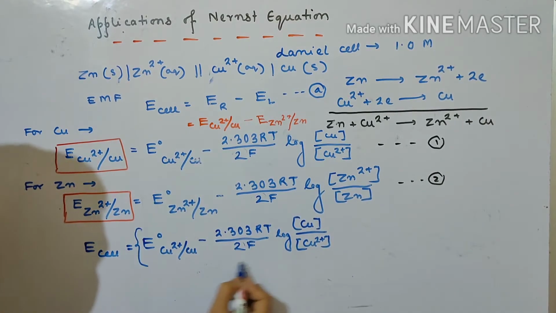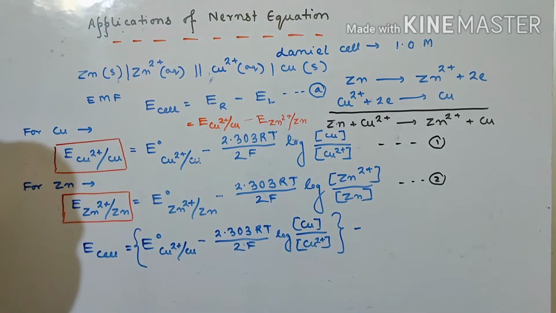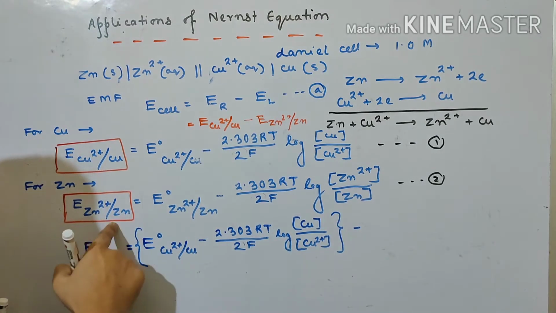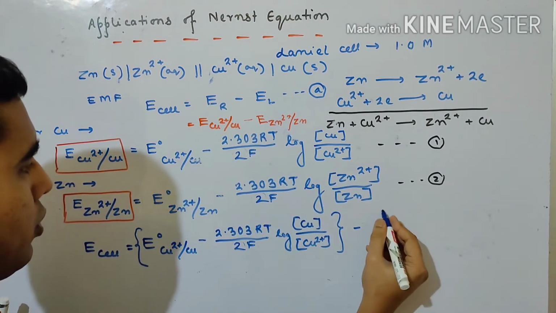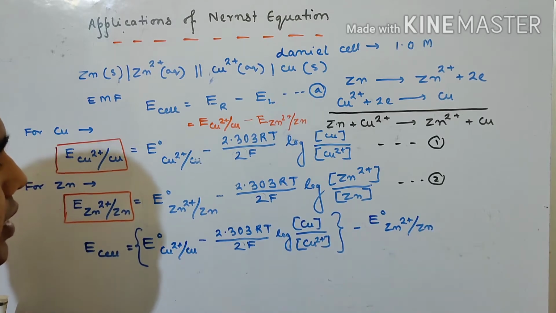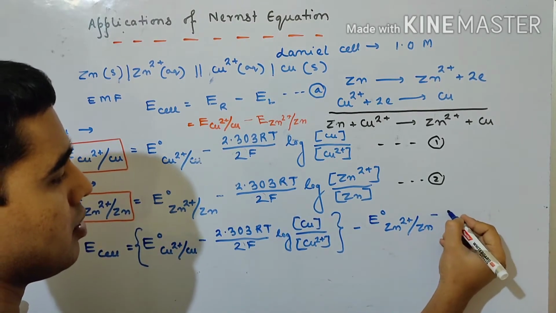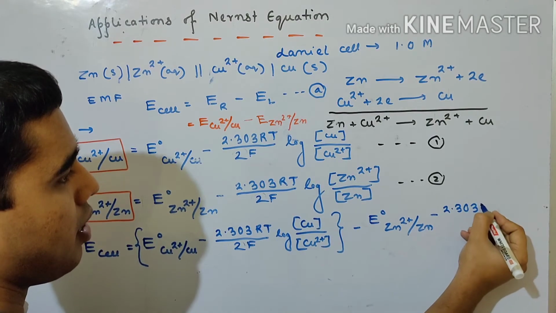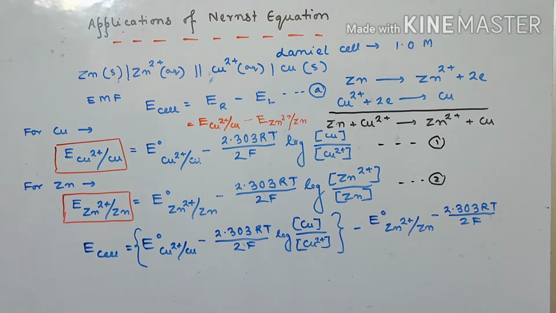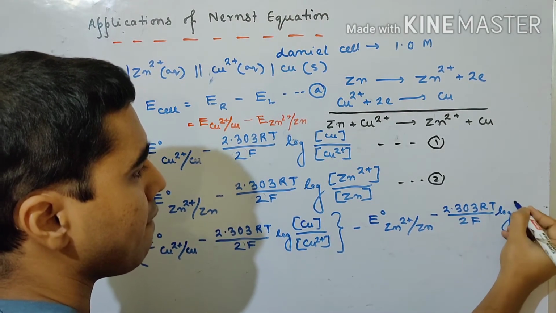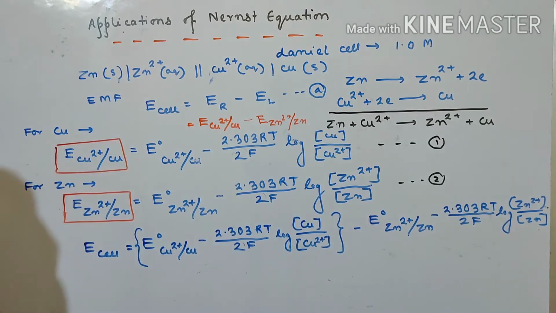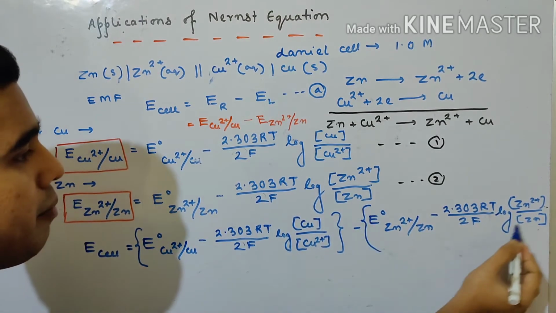This part we will take with the minus sign, and this value of E of Zn2+/Zn, which is equation number 2, we will put down: E0 of Zn2+/Zn minus 2.303 RT by 2F, here it is log of Zn2+ by Zn, and this should also be in a second bracket.